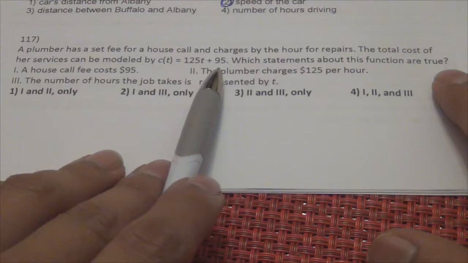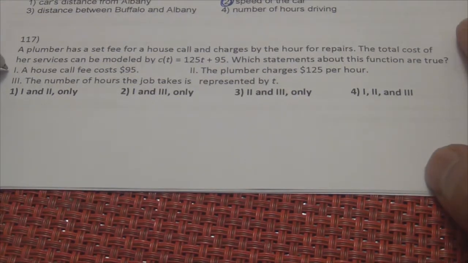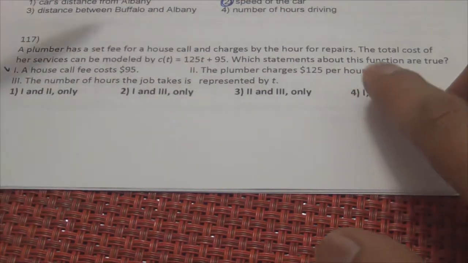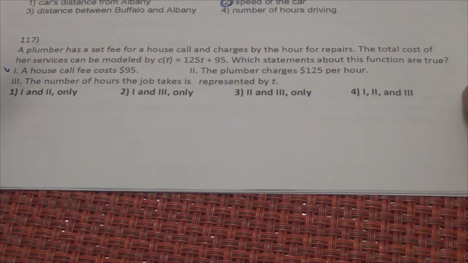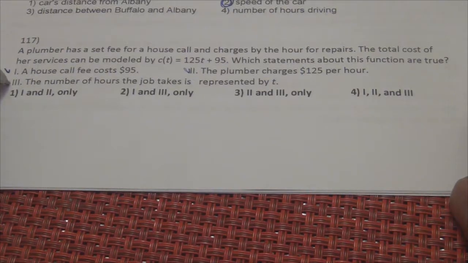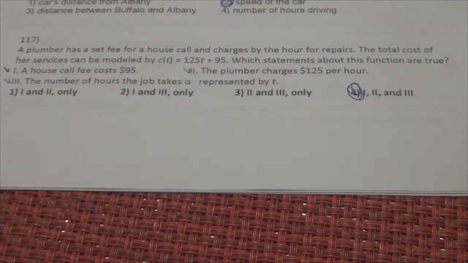So now, which statements about these functions are true? I know that the house call fee is basically already $95. The number of hours the job takes is represented by t. Yes, because like it takes 3 hours or whatever. So it's 1, 2, and 3. Okay, fine. So where is the answer? 1 and 2, no. 1 and 3, no. 2 and 3, no. 1, 2. Oh, nice, beautiful. Number 4 is the choice.